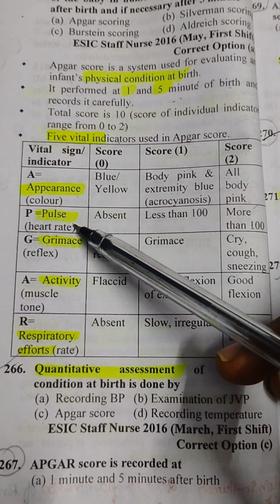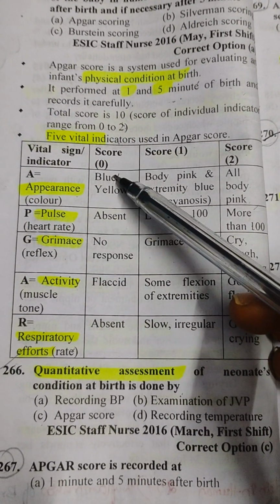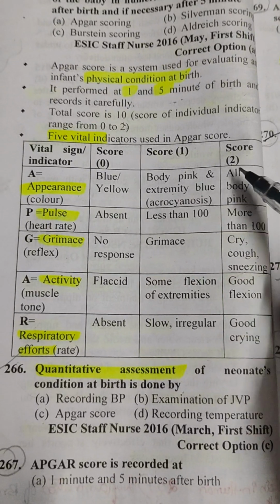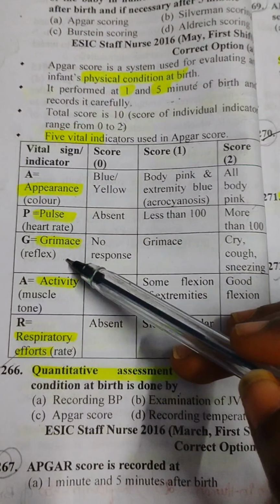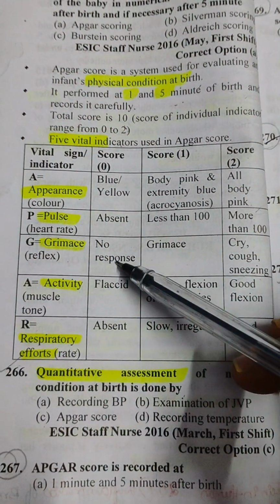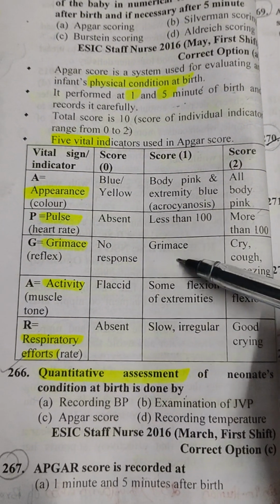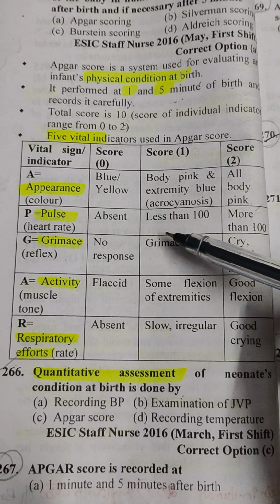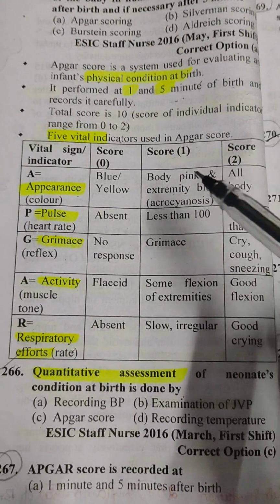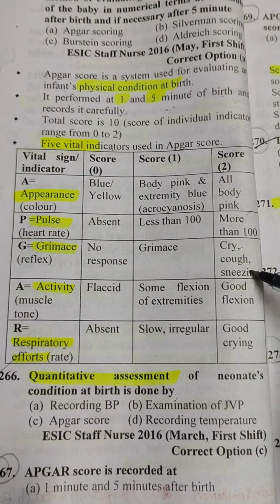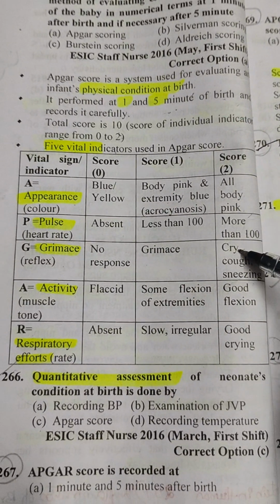The next one, we have to check the pulse rate. If it is absent, we have to give 0. Less than 100, we have to give 1. And a pulse rate of more than 100, we have to give 2. Grimace, reflexes: if there is no response from the baby, we have to give 0. If the grimace shows a normal response, then we have to give 1. And if the baby is crying, coughing and sneezing, we have to give 2 marks.